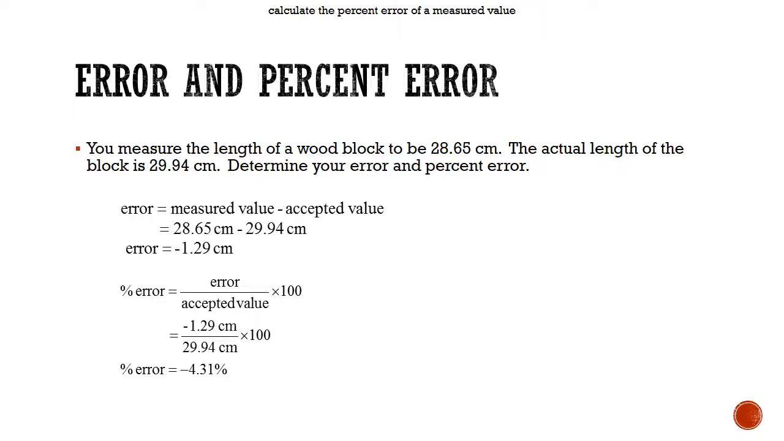Notice your sig figs here on these calculations. On the error calculation, we're following our addition subtraction rules. Both of these values have a sig fig to the hundredths place, so our error goes to the hundredths place. In the percent error calculation, it's a division, so we're looking at number of sig figs. I have 3 sig figs here in the error, 4 in the accepted value, so I can keep 3. So there's my 3 sig figs, the 4.31%.